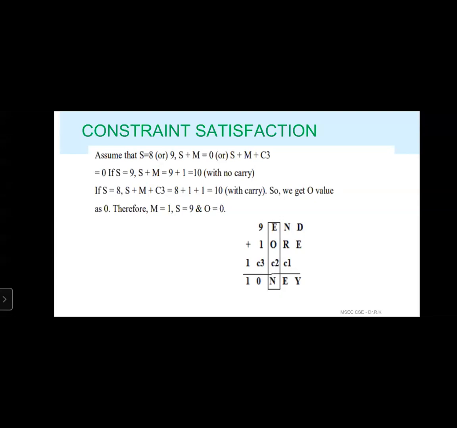Here first case, if S equal to 9 with no carry, S plus M plus carry equal to 9 plus 1 plus 0 equal to 10. Second case, if S equal to 8, then with carry C3, S plus M plus C3 equal to 8 plus 1 plus 1 equal to 10 with carry. So we get O value equal to 0. Therefore, M equal to 1, S equal to 9, and O equal to 0. Clear?